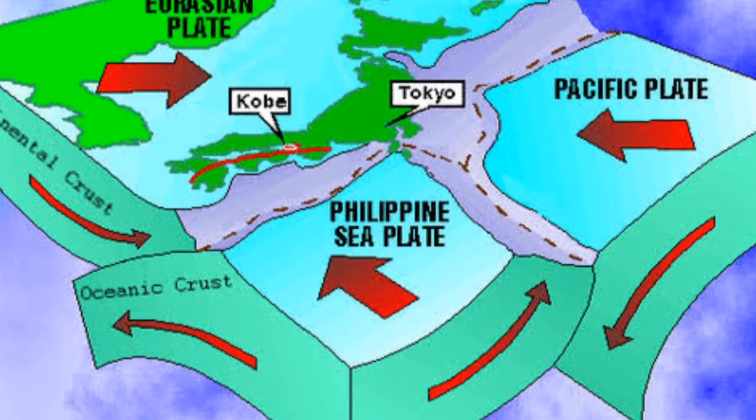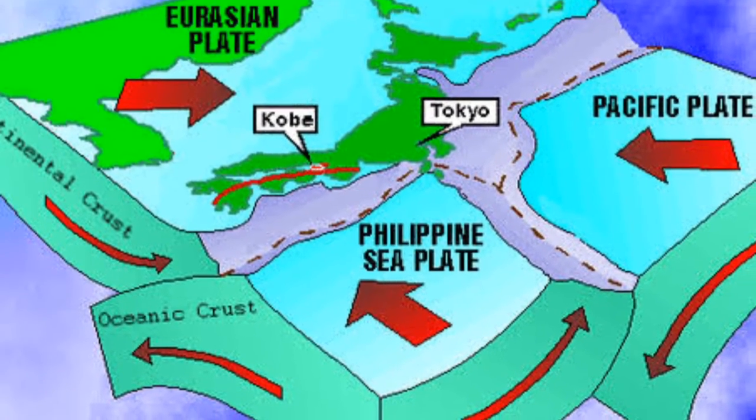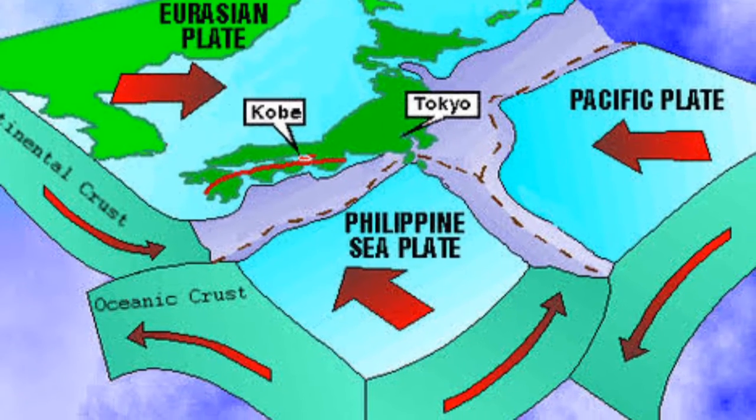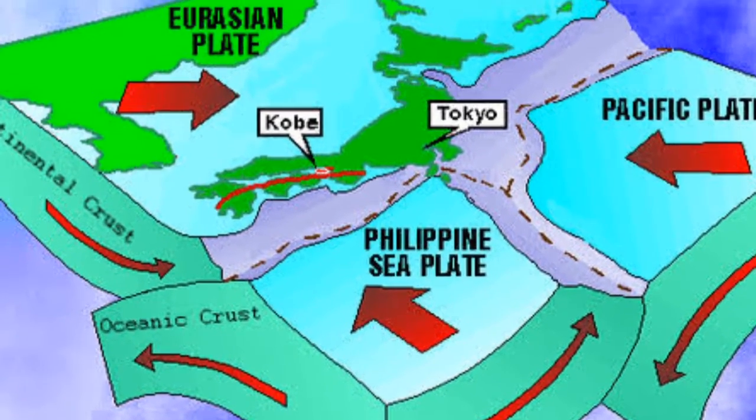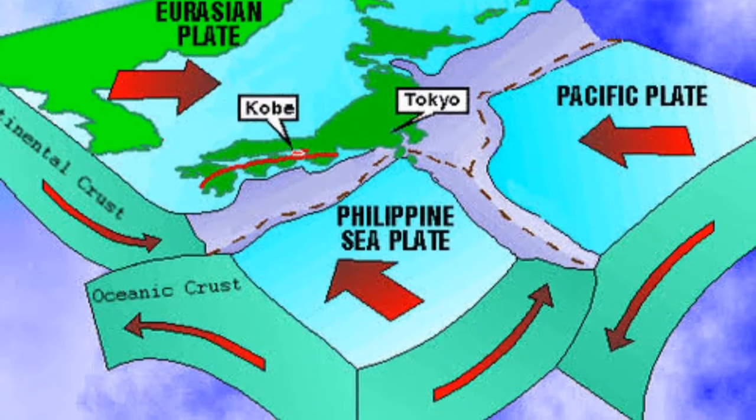Let's take the case of the Philippine plate and the Eurasian plate. You will notice that the two plates are moving toward each other. And this second type of plate boundary is called the convergent plate boundary.